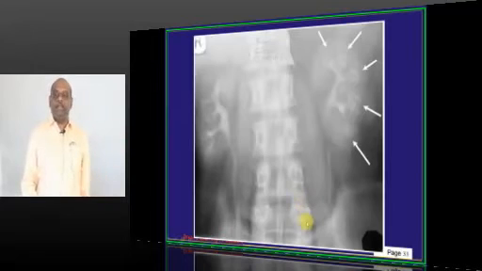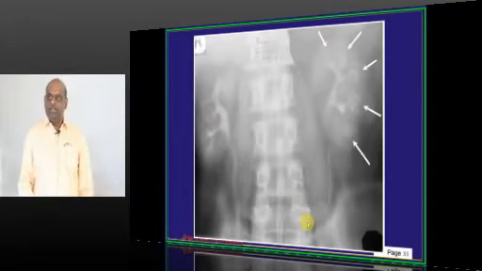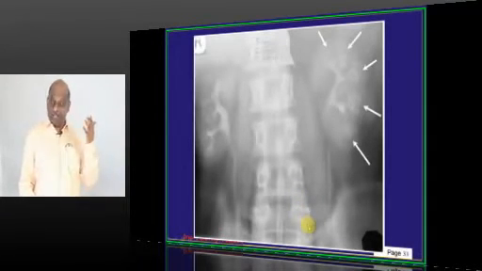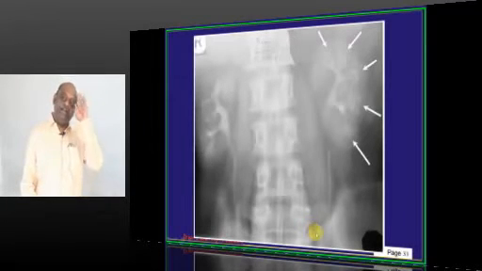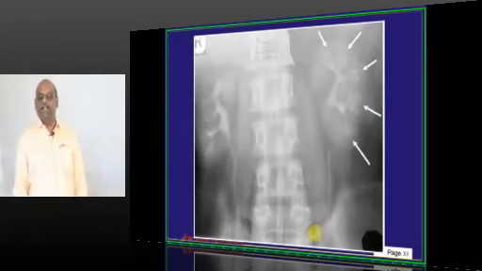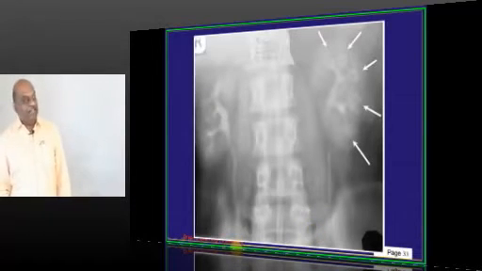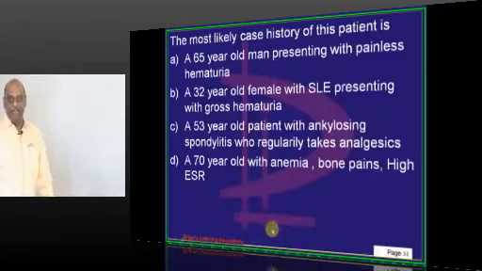If you take the last state PG entrance, there were about 36 images and around 35 case studies. So it is a completely well loaded paper, the best paper ever conducted in the APPG, Andhra Pradesh postgraduate entrance. This time one more best paper will come and you are all our best students. So you need to make it happen.